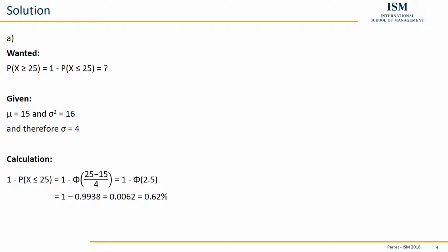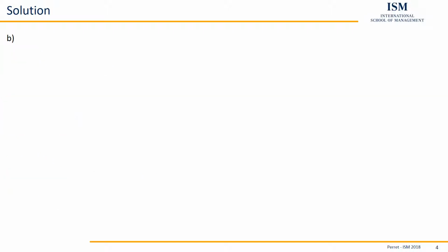So the chance that someone will spend more than 25 euros is 0.62%. So much for part A. Part B then is relatively easy, because we just have to multiply the probability we calculated in A with the 10,000 visitors of the food court. So giving us here, there's in total 62 persons who will spend more than 25 euros in the food court. This already was part B.